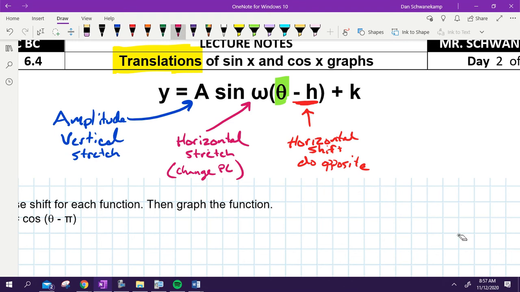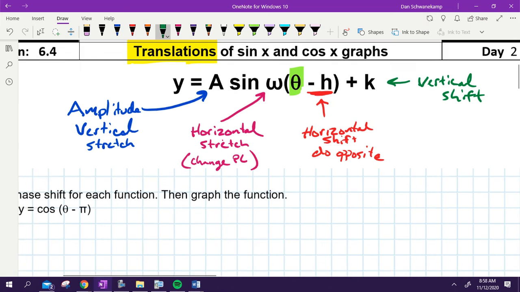And then the plus k, the thing tagged on the outside. What is that thing on the outside going to do? A vertical shift. We do what it says. So if it says plus 3, then we go up 3. If it says minus 3, then we go down 3. All that good stuff. Questions here? Let's put it into practice.